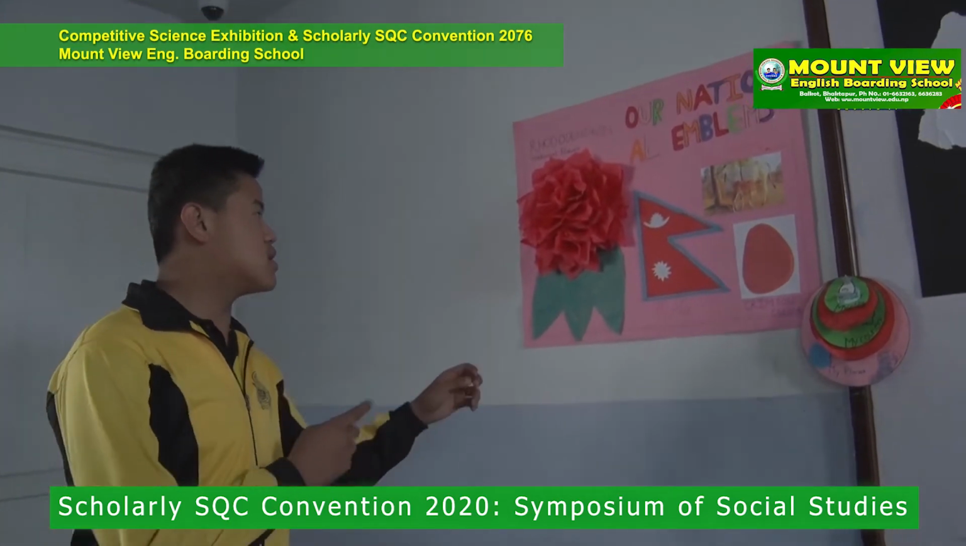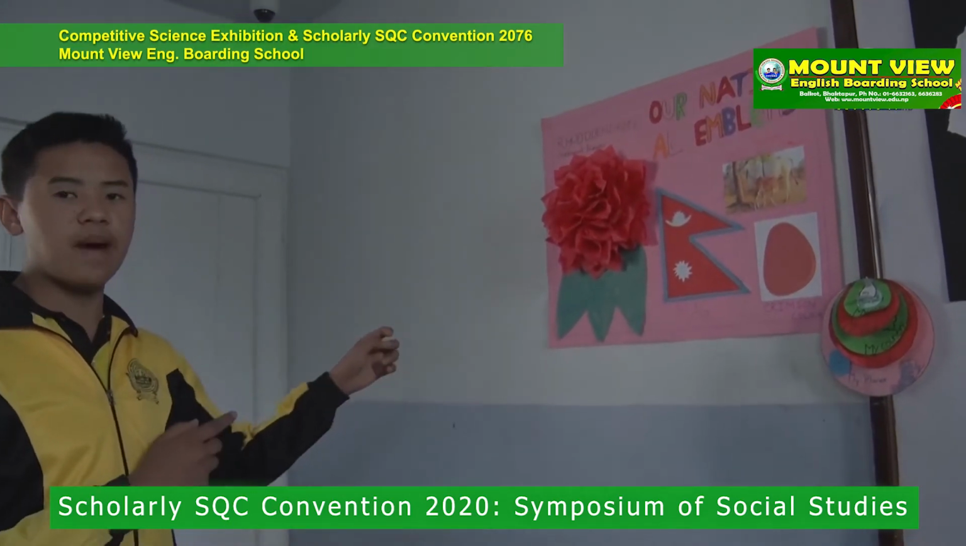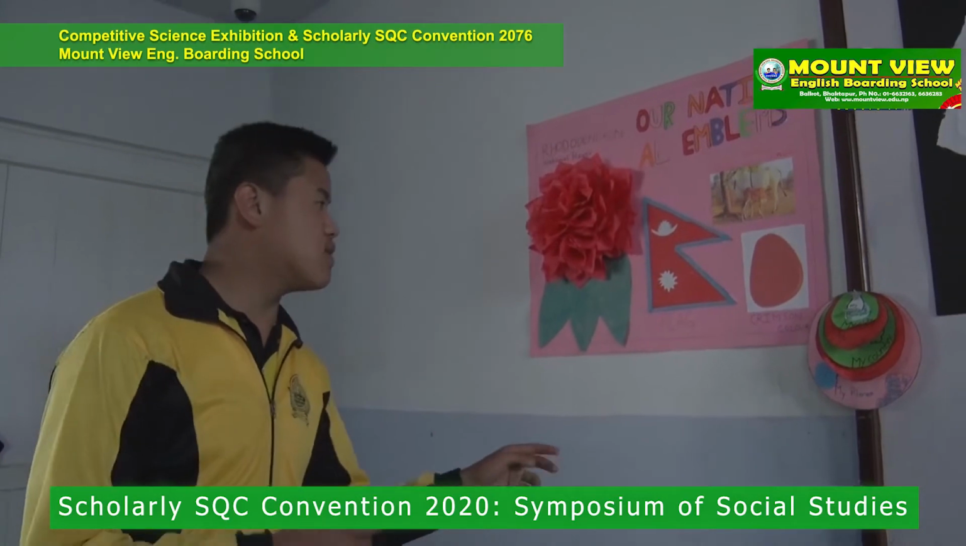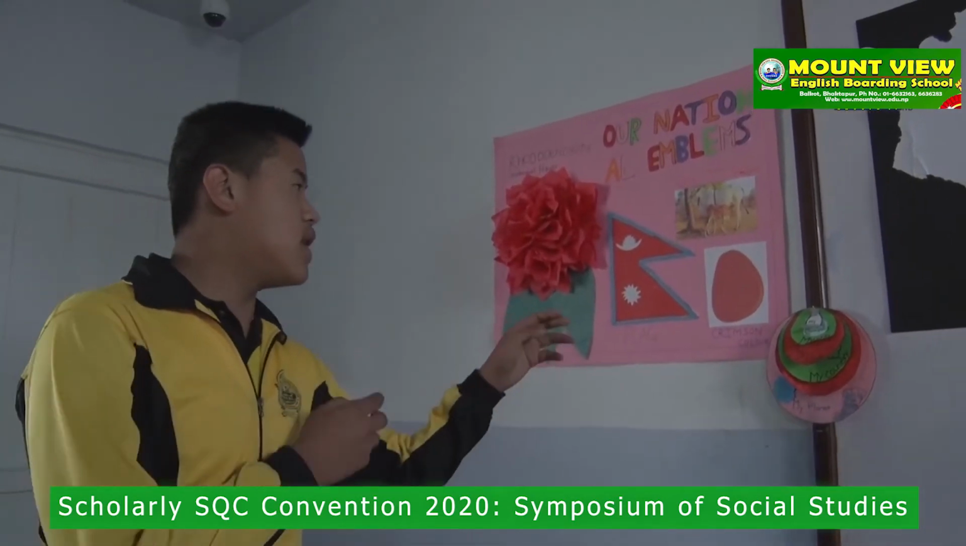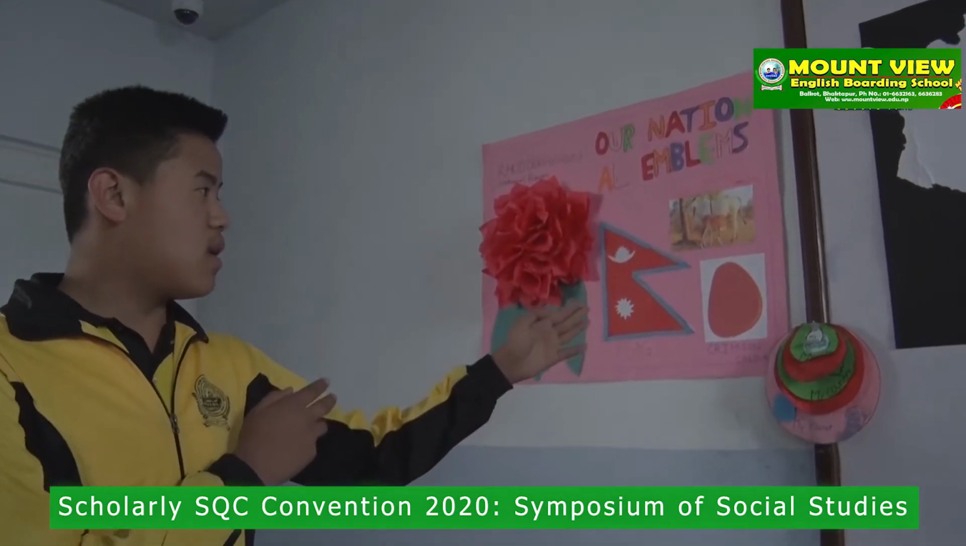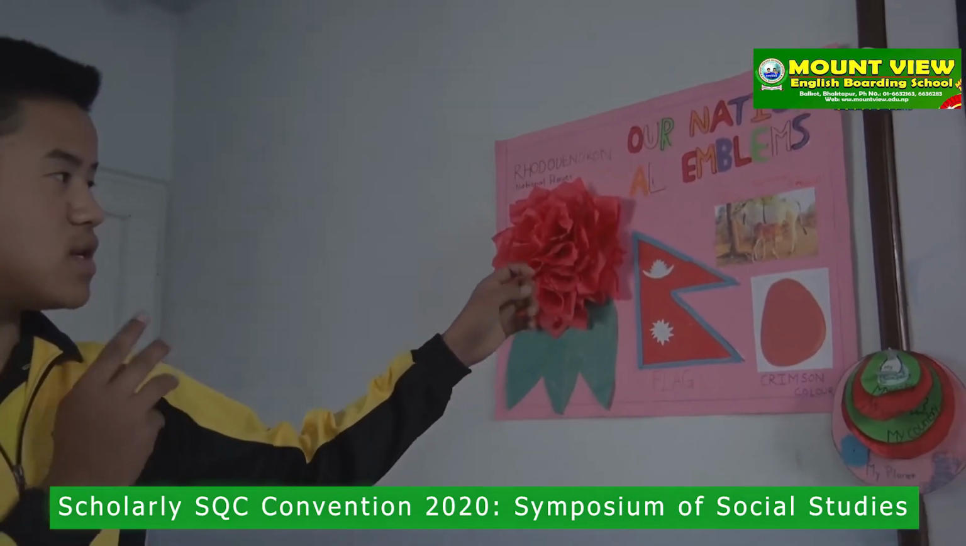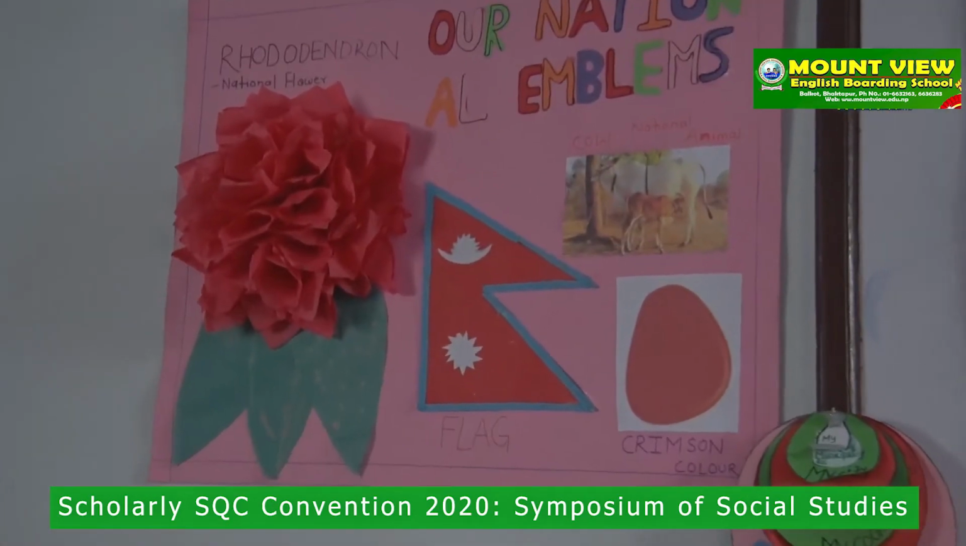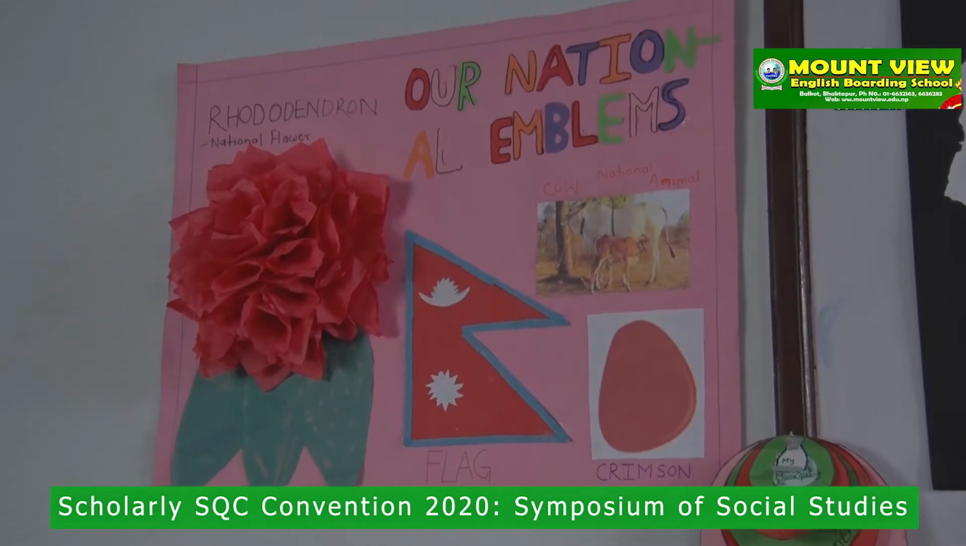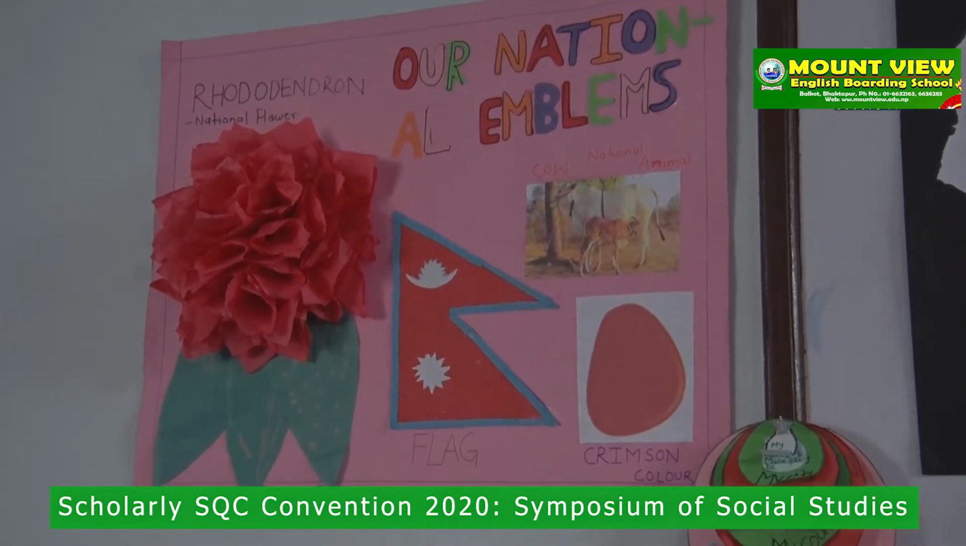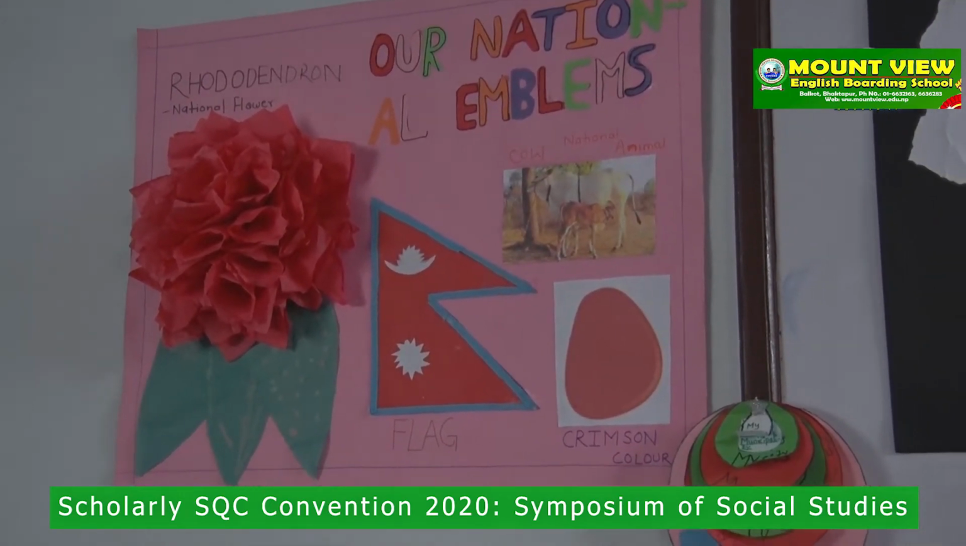Here we can see the national flower, which is called rhododendron, and in Nepali, Lali Gurans. Here is our national flag, and in Nepali, Rashtriya Jhanda. Here is our national animal, which is the cow, called gai in Nepali. Here is our national color, which is called crimson, and in Nepali, Simrik.